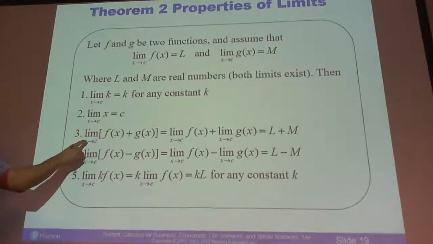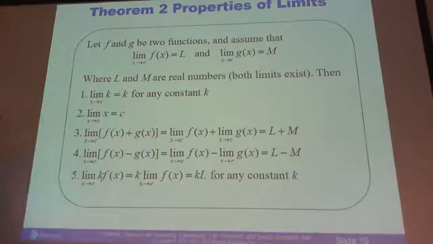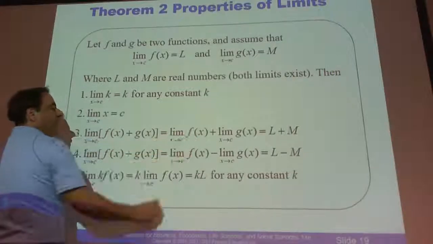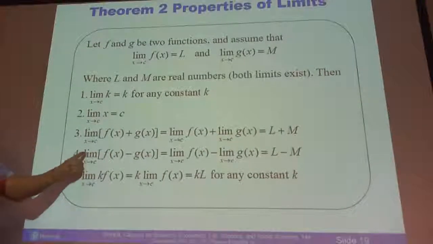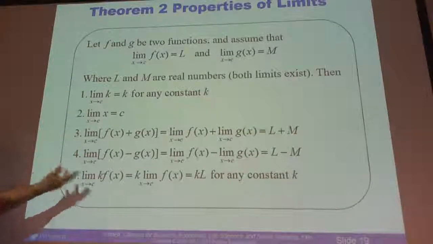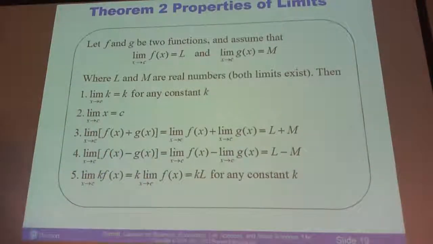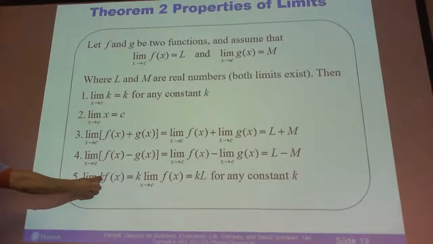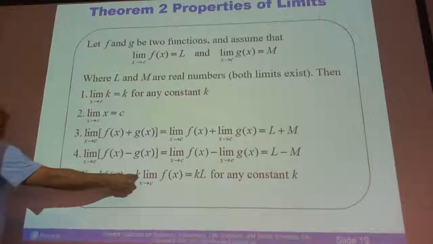But if I want to find the limit as x approaches c of the first function plus the second function, that's the same as taking the limit of the first function plus the limit of the second function. If I want to take the limit as x approaches c of the first function minus the second function, it's the same as the limit of the first minus the limit of the second. Or if I have a constant in front, I can pull that constant out.